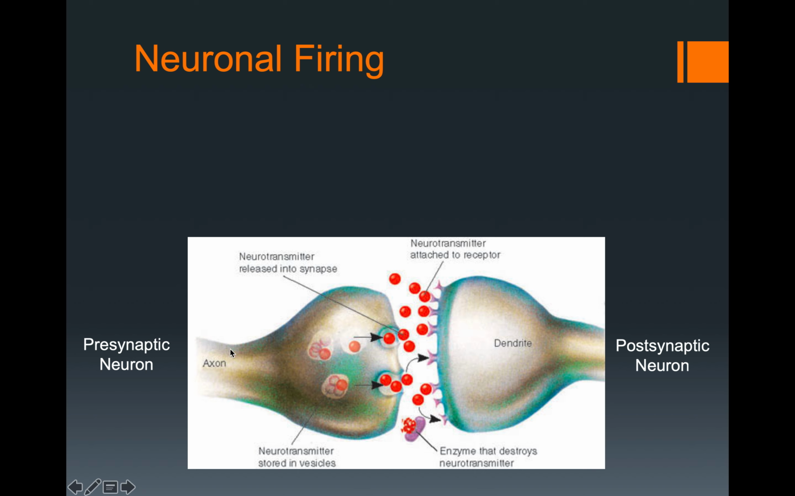So here we're looking at a presynaptic neuron. So there's the axon and terminal buttons. This is the postsynaptic neuron. This is the dendrite. So when the presynaptic neuron releases neurotransmitters, here you have synaptic vesicles, and the red dots are the neurotransmitters. When the action potential reaches the terminal button, the synaptic vesicles fuse with the membrane, and the neurotransmitters are released into the synapse right here.